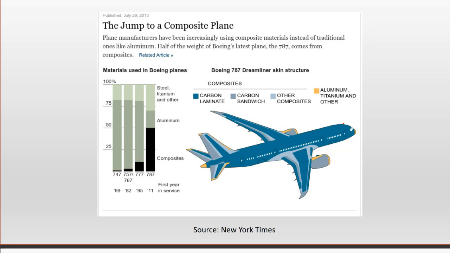We can see that in how the composition of aeroplanes has changed over time. In 1969, the 747 was roughly about 80% aluminum. And we can see as time has progressed, in 2011, the 787 was roughly half manufactured out of composites by weight.